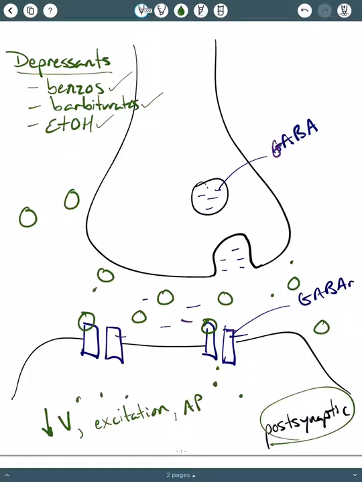The problem is that with too much of a depressant drug in the synapse, you could depress central nervous system activity all over the place to the point where you're suppressing even life-sustaining operations like respiration, heart rate, and things like that. And so in an overdose, those are the things that break down.